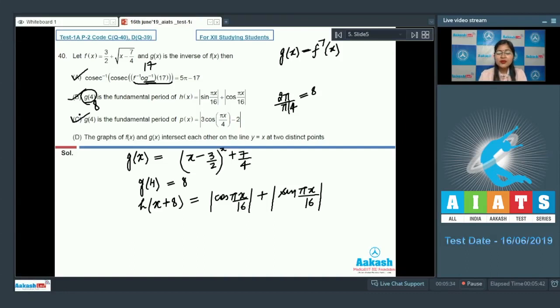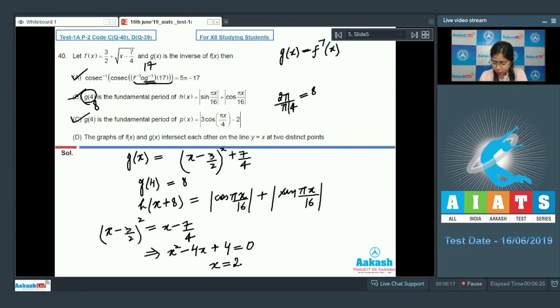Let's talk about option number D. It says that the graphs of f(x) and g(x) intersect each other on the line y equal to x at two distinct points. Now, to find these points, let's put f(x) equal to x. So, we will get (x minus 3 by 2) whole square equal to x minus 7 by 4, where x minus 7 by 4 should be greater than or equal to 0, right? So, here, solving this further, we will get x square minus 4x plus 4 equal to 0. That is (x minus 2) whole square equal to 0.